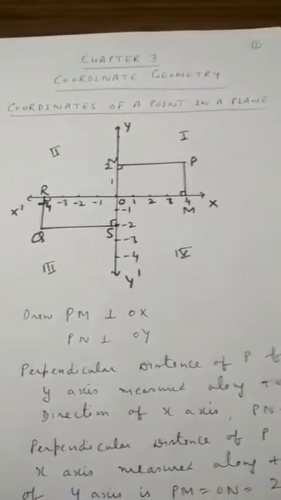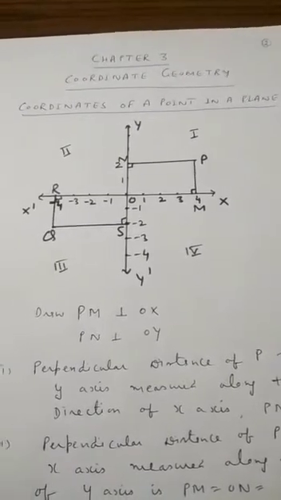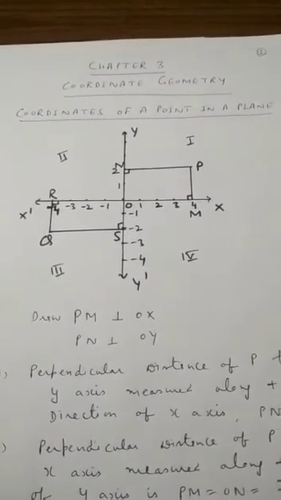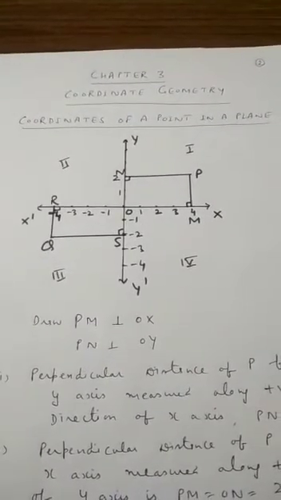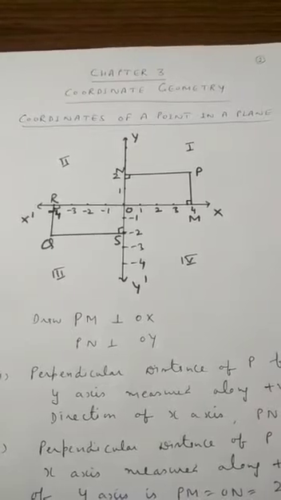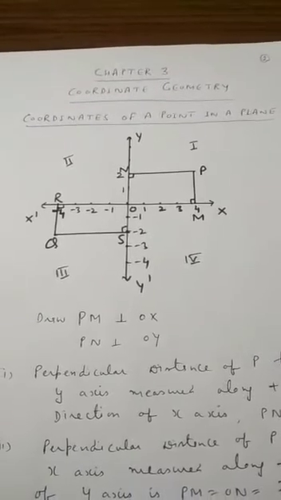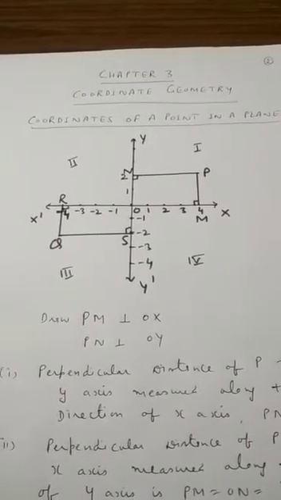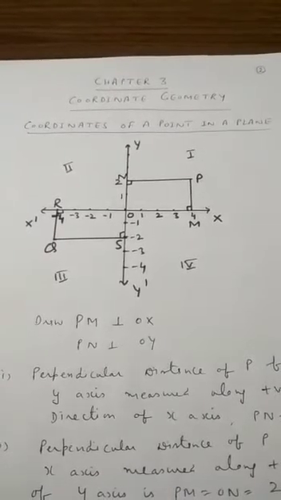Now, today we will discuss how to find the coordinates of a point in a plane. Look at the given figure carefully. This is the Cartesian plane. You can see two axes: the x-axis is the horizontal line and the y-axis is the vertical line. They are placed at an angle of 90 degrees, dividing the plane into four parts. I want to find the coordinates of P and Q.